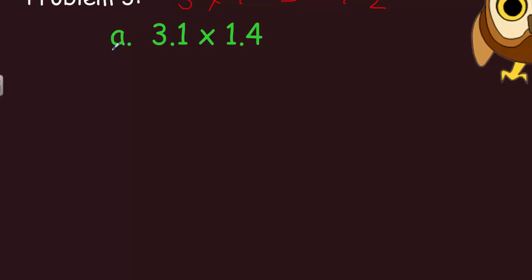So let's go ahead and use unit form like we did the last time. My multiplication expression should be 31 tenths times 14 tenths. What's our product going to be here? Well, we know we're going to get hundredths. So let's go ahead and multiply that through, keeping in mind these units are tenths.